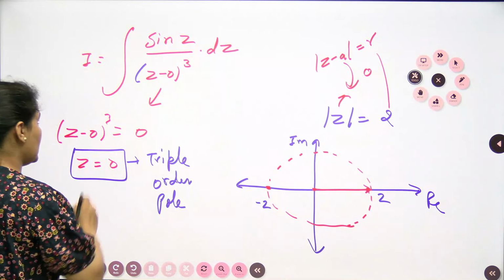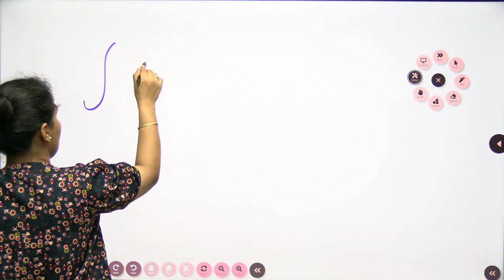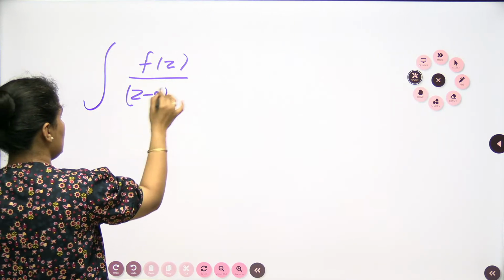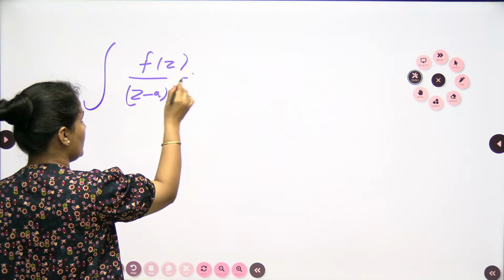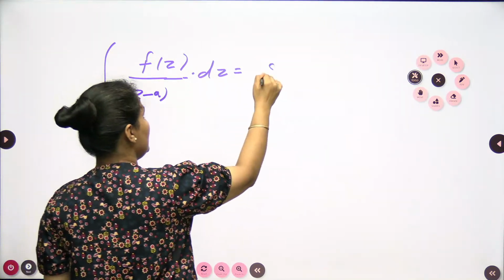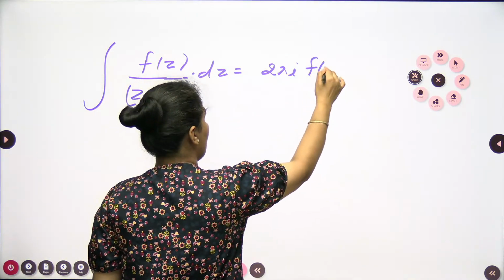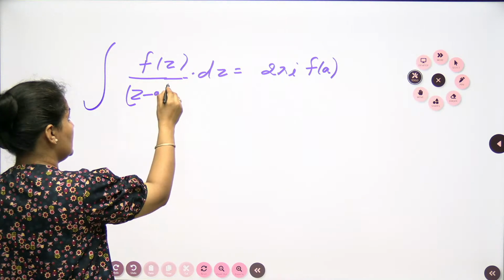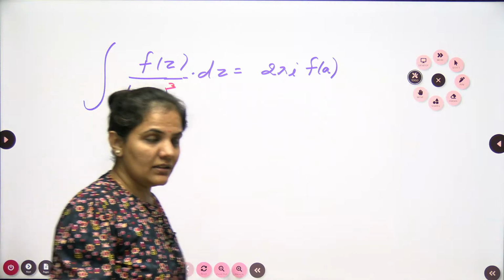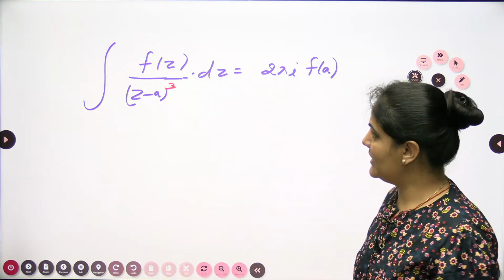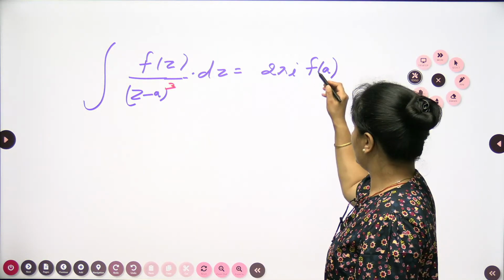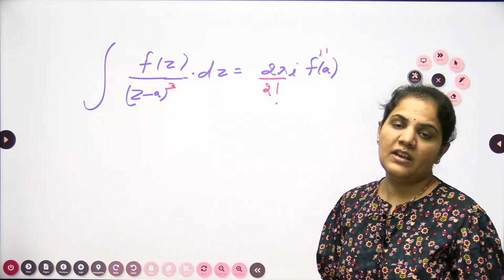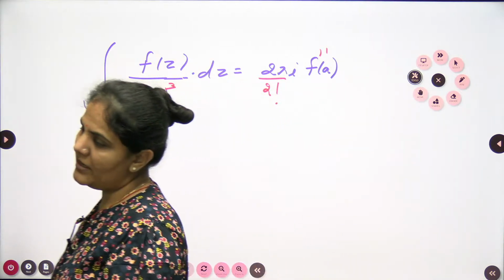So if you forget about this, I am writing again the Cauchy's integral formula. The basic formula is the integral of f(z) by z minus a dz is equal to 2 pi iota into f of a. When you have a pole of third order, which is a triple order pole, the integral of f(z) by (z minus a) whole cube dz will be 2 pi iota times f double dash a divided by 2 factorial.